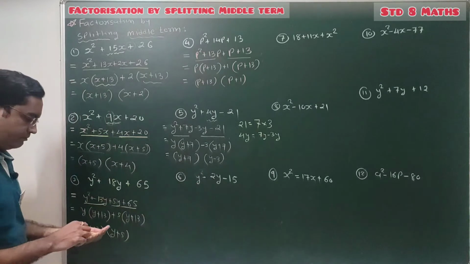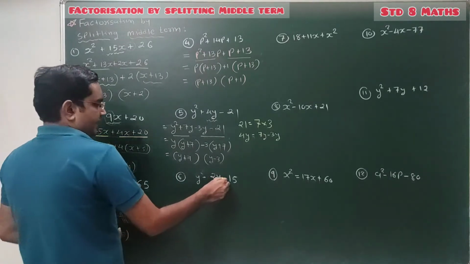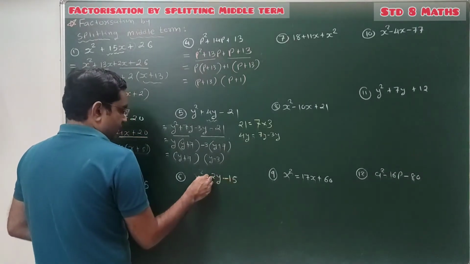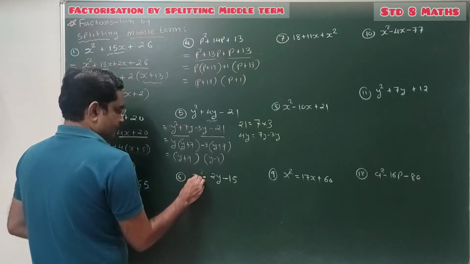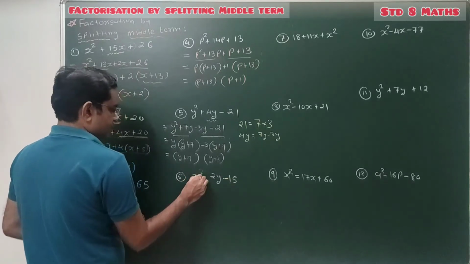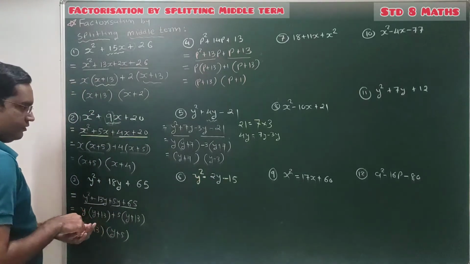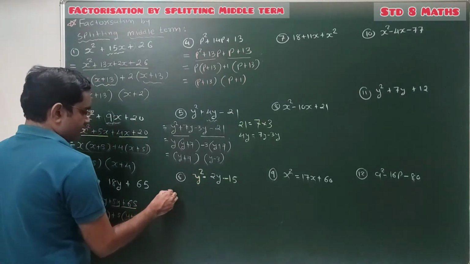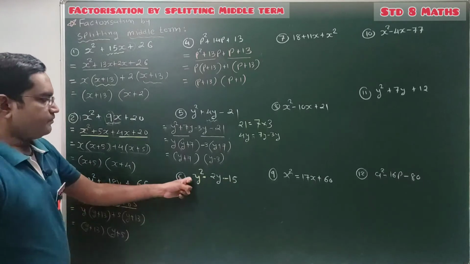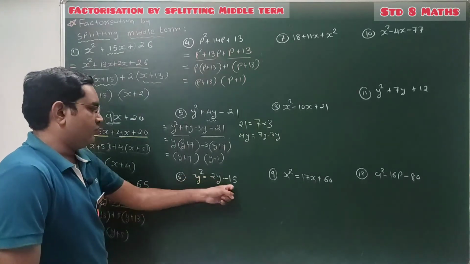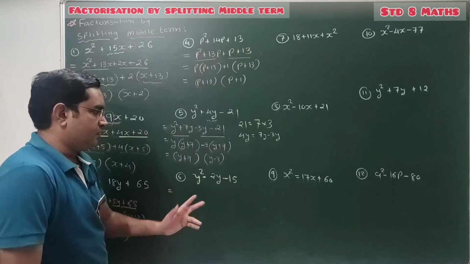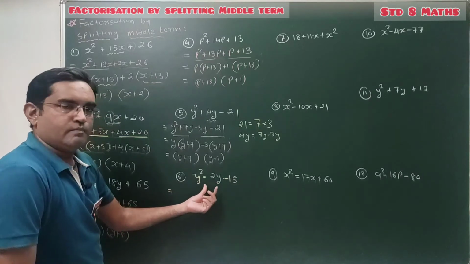Again, last term has minus sign as well as middle term has also minus sign. तो इसको कैसे करेंगे? y square minus 2y minus 15. तो इसमें देखो सेम लॉजिक. कोफिशिएंट ऑफ वाई स्क्वायर 1 को 15 के साथ मल्टीप्लाई करो 15 आएगा. Now you have to split this middle term -2y.